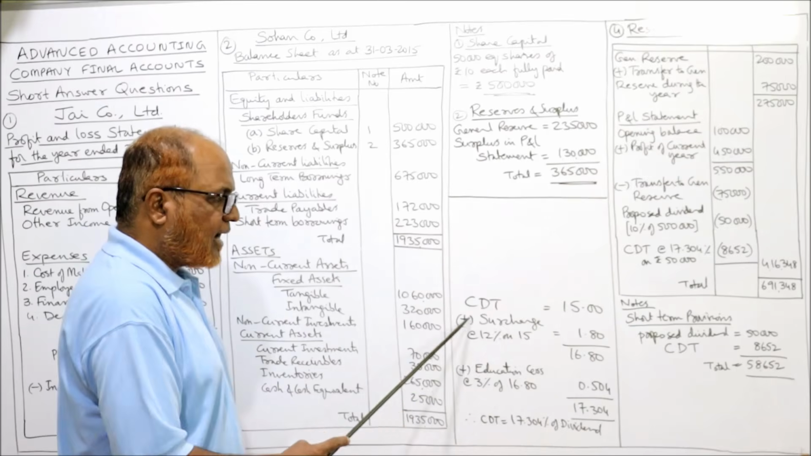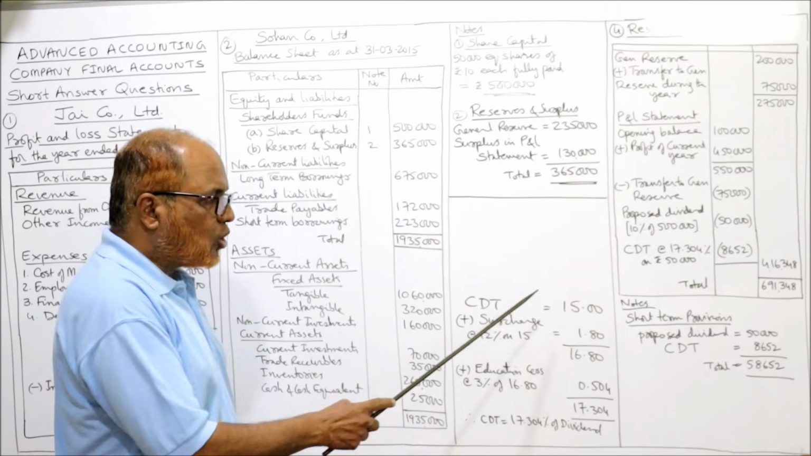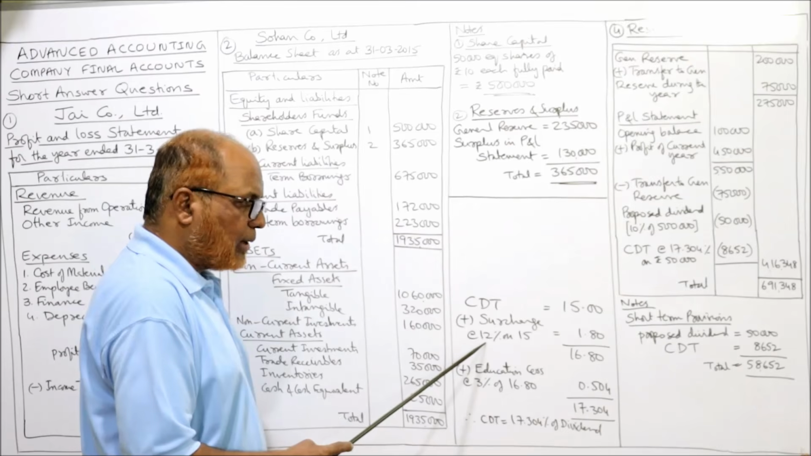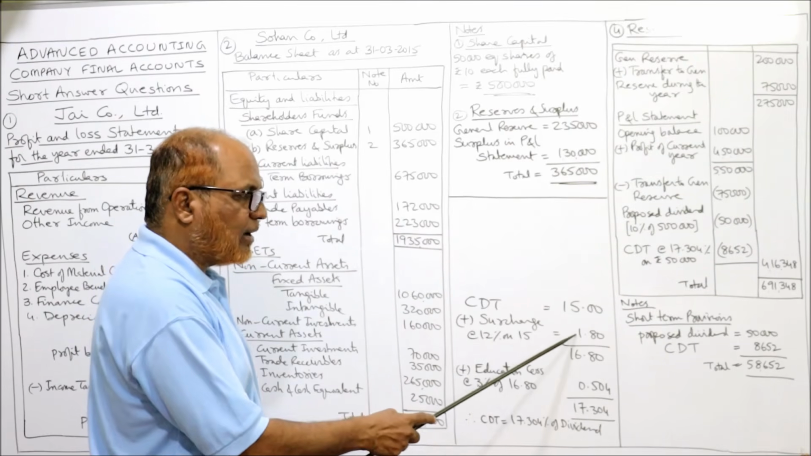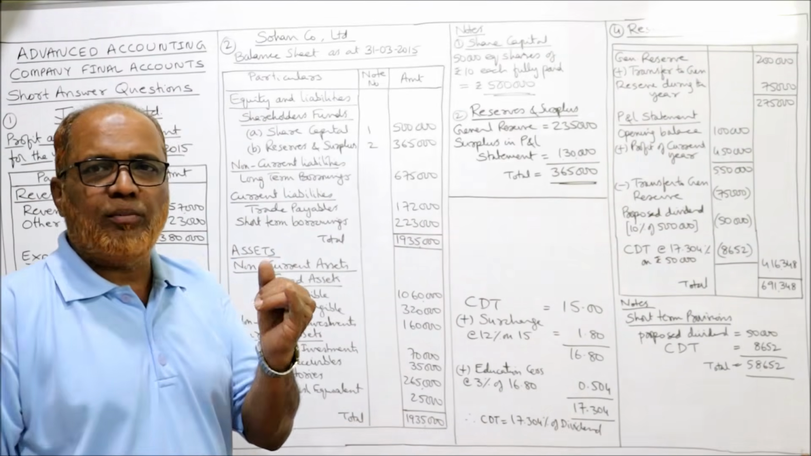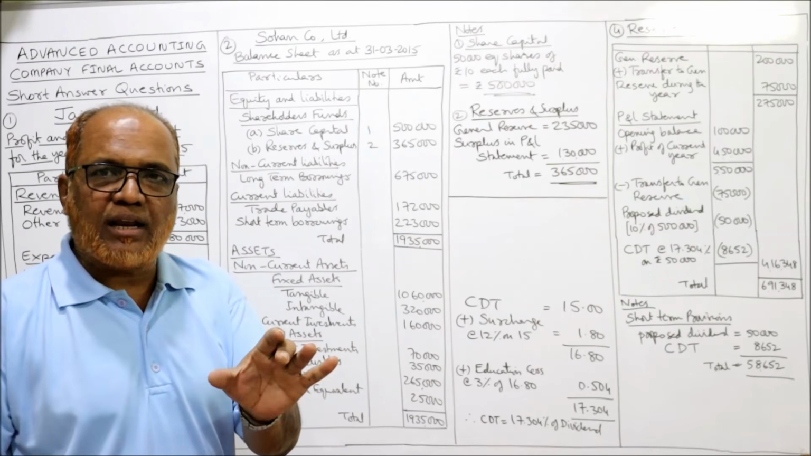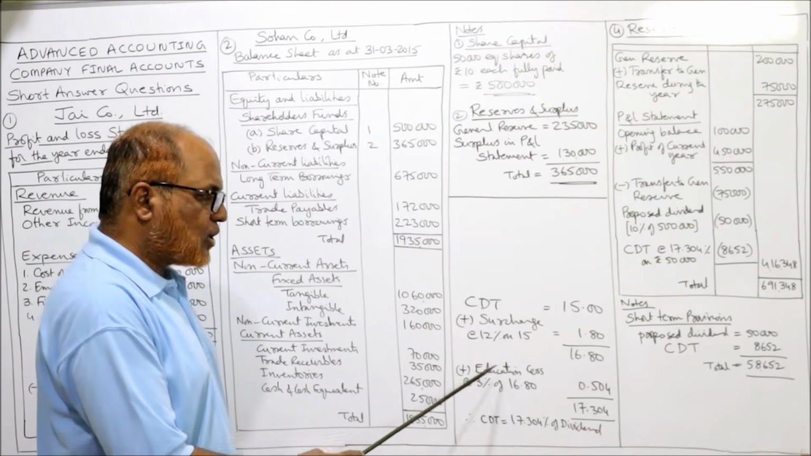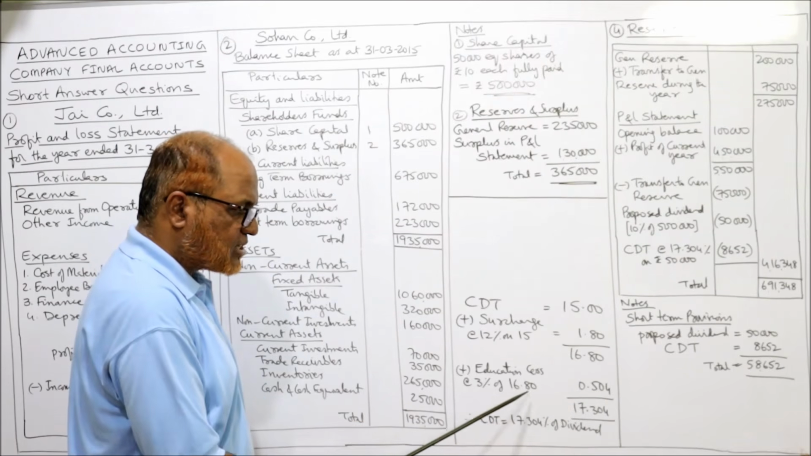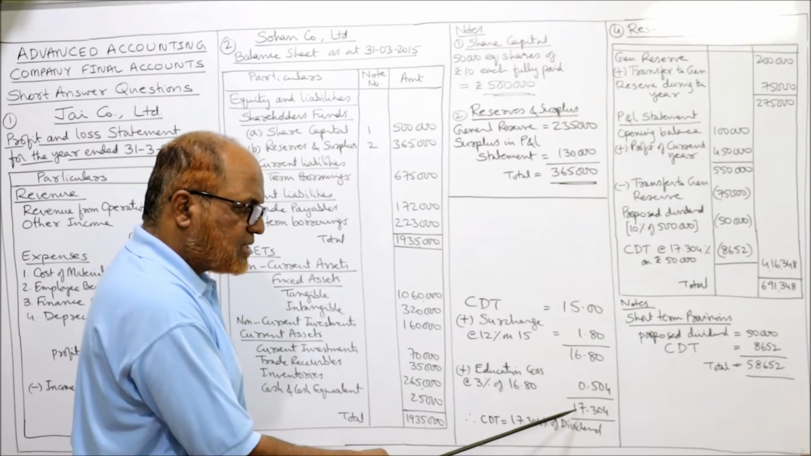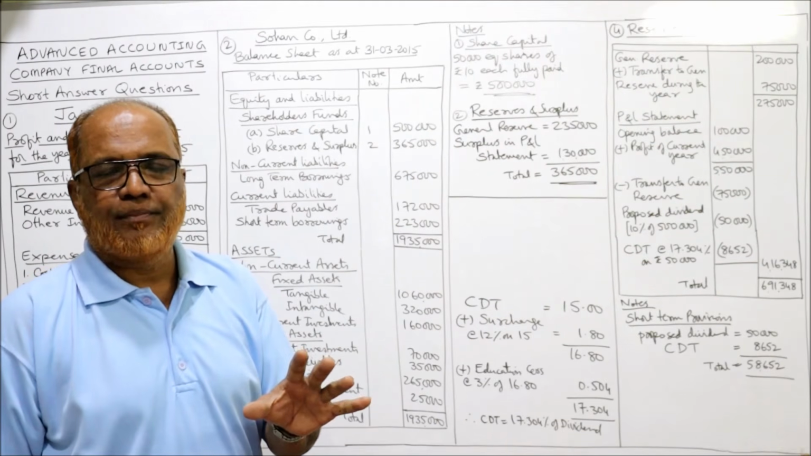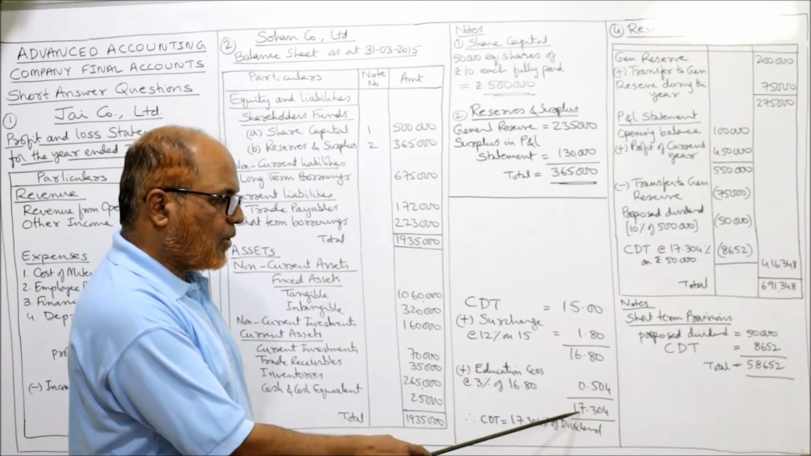CDT 15%, add surcharge at the rate of 12%. Whatever the CDT is, 12% surcharge on it. So CDT is 15, and 12% of that: 12% of 15 you will get 1.8. So 15 plus 1.8 is 16.8. This 16.8 has both CDT and surcharge. Now on whatever the total is, 3% education cess. Education cess 3% of 16.8 will become 0.504. Now you add up: 17.304. So the gross percentage of CDT is 17.304.